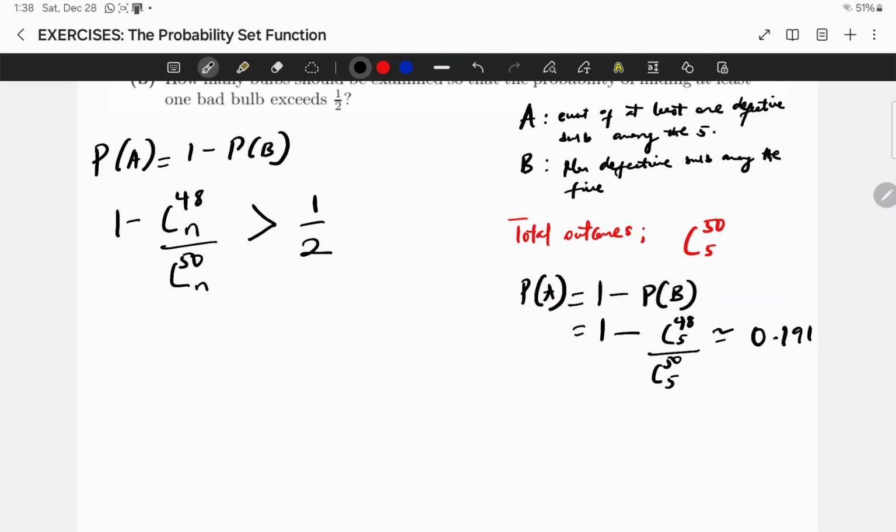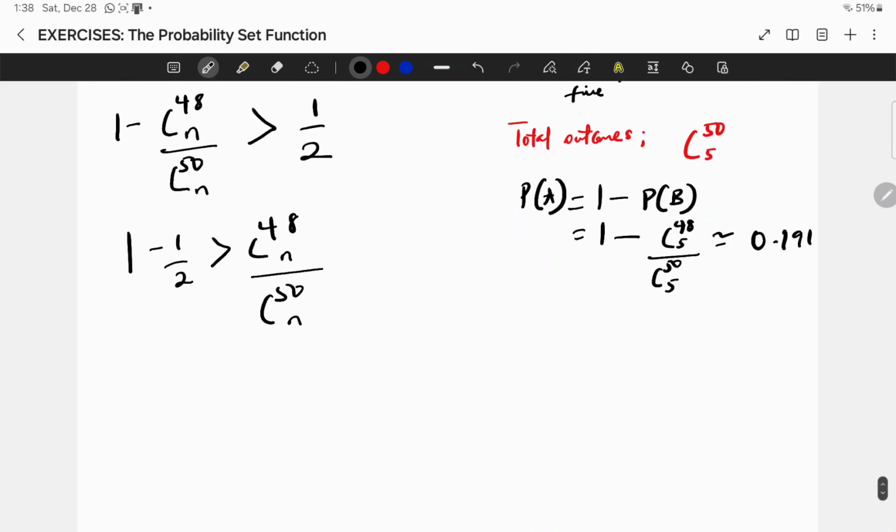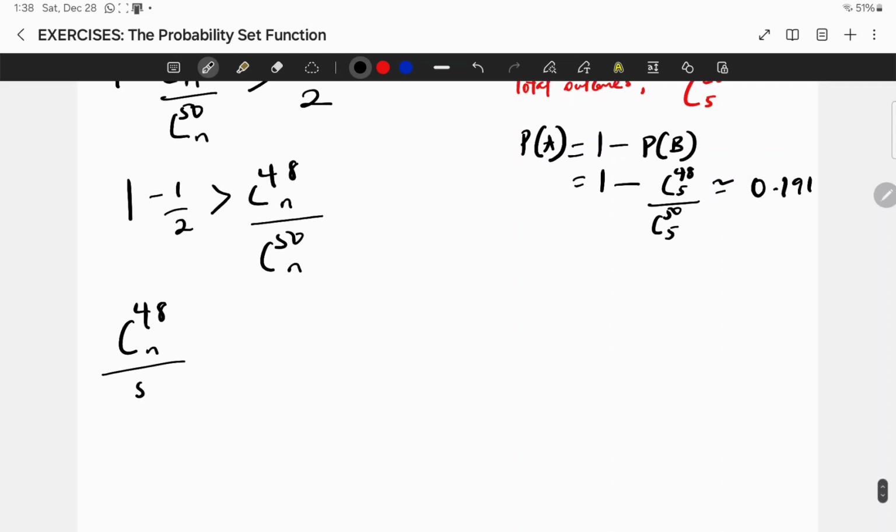Then we can simplify this by having 1 minus half greater than 48 combination N over 50 combination N. So we can just switch this: 48 combination N over 50 combination N should be less than 1/2. So you can just solve iteratively by checking N equals 5, N equals 10, and see if the result will be less than 0.5.